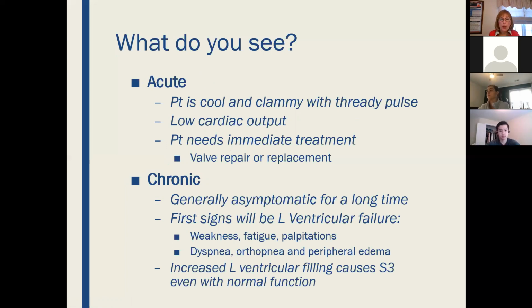Okay, the body's trying, but it's increasing your heart rate, which is going to make you breathe faster. You're having trouble breathing anyway. You have low cardiac output. If we don't recognize this and treat this patient for repair or replacement, you lose this patient quickly. They'll just code and die on you.